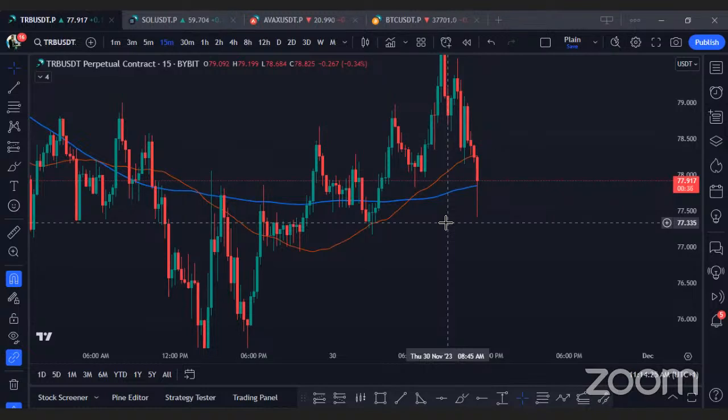TRB is good for spot buy now, right? It's good for spot buy. If it draws more, I'll buy more. If it draws more, we'll buy more.